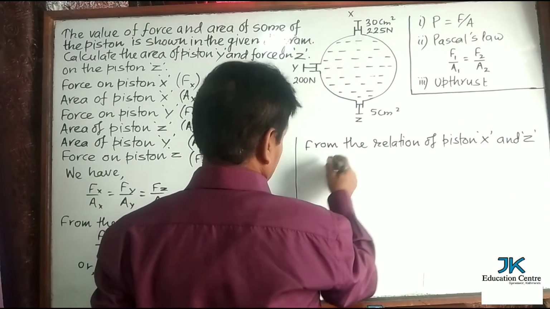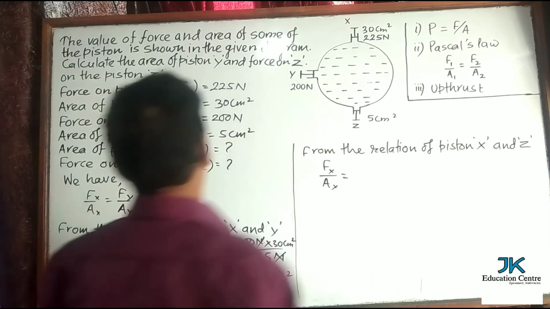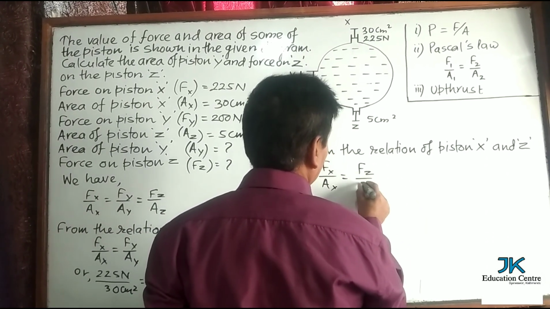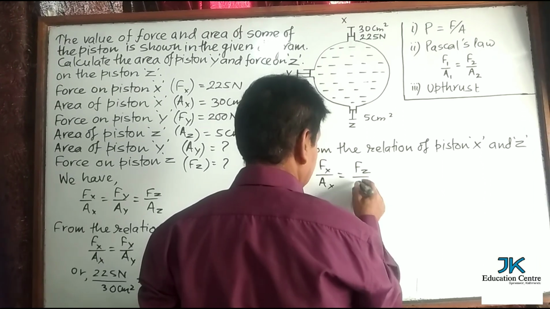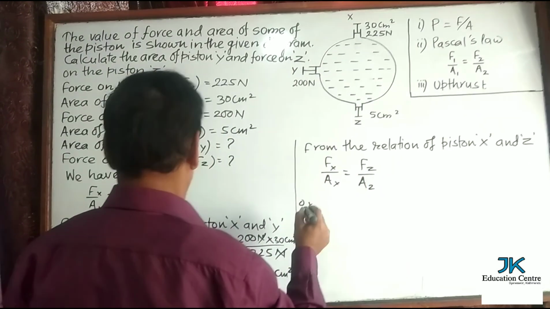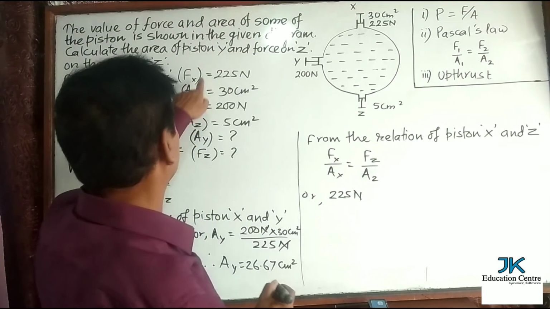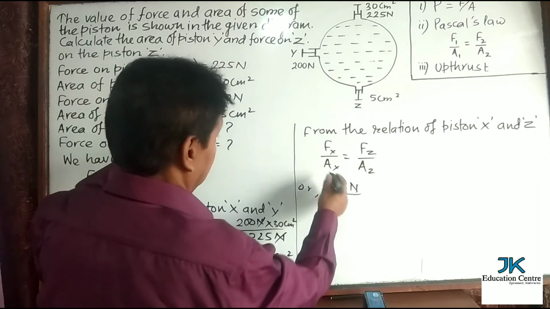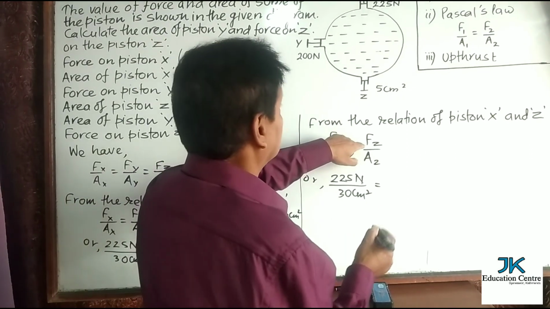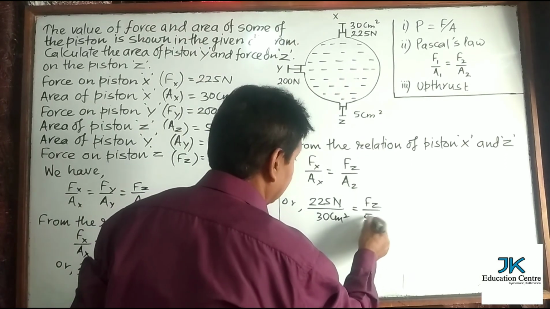From the relation of pistons X and Z, what can we write? Force on X upon area of X is equal to force on Z upon area of Z. Now, whatever is given, we are going to write. Force on X is 225 Newton. The area of X is given as 30 centimeter square. And this is equal to force on Z, which is the question. And the area of Z is given as 5 centimeter square.